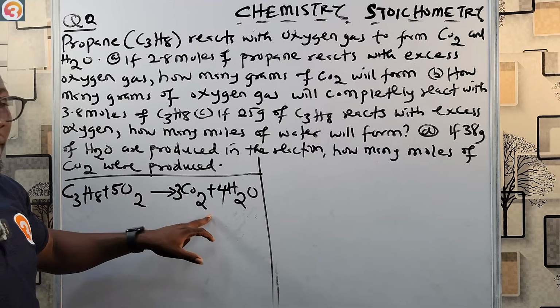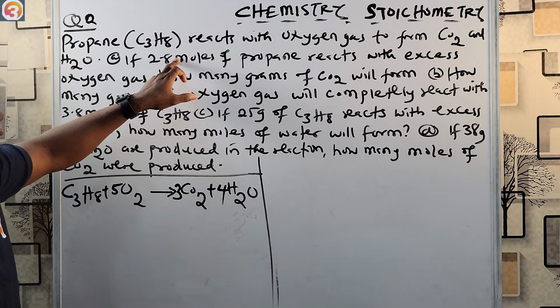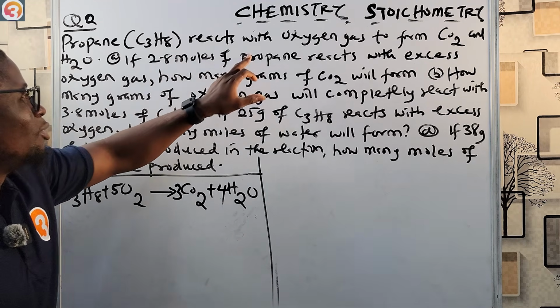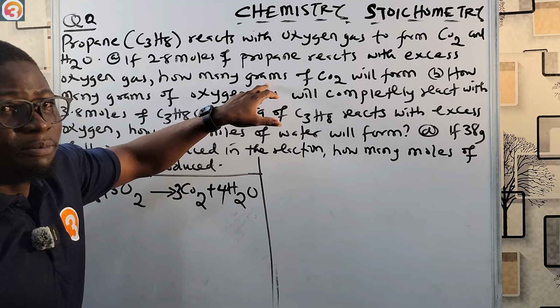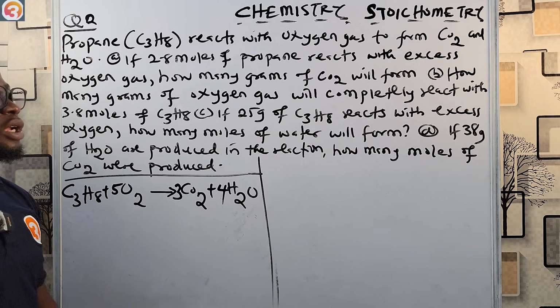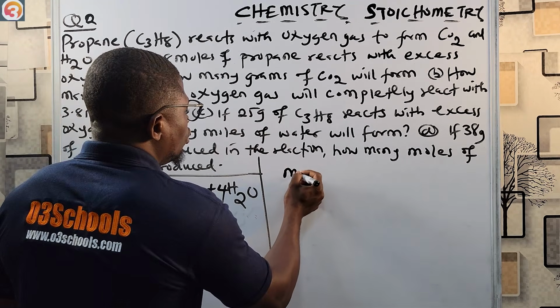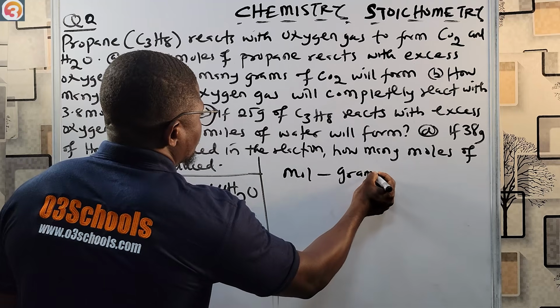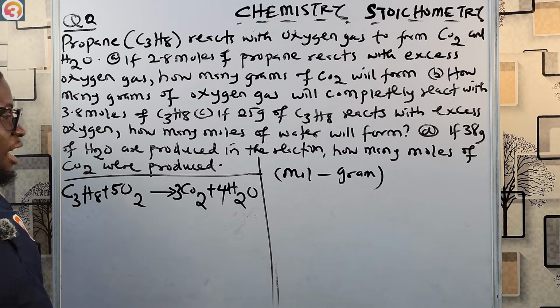Okay, so propane, CO2. We're given the number of moles of propane, and we're looking for the grams, the weight, the mass of CO2 that will form. Okay, so now this is a different question. That means this is a mole to gram question. All right, you get it now. So we're converting from mole to gram.